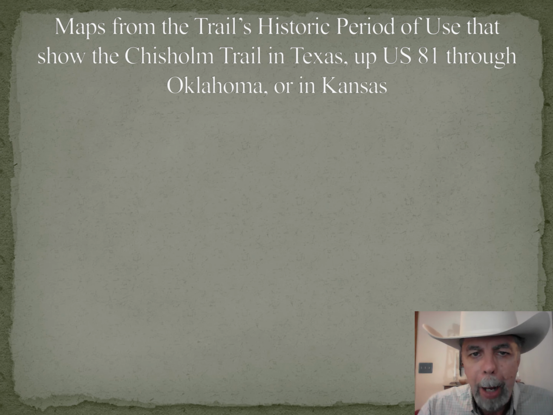And this is a list of maps from the trail's historic period of use that show the Chisholm Trail in Texas, up US 81 through Oklahoma, or in Kansas. And this slide is blank, and it's not an accident. It's blank because there are no maps with provenance to the trail's historic period of use that show the Chisholm Trail anywhere in Texas, up the route of US Highway 81 through Oklahoma, or in Kansas.